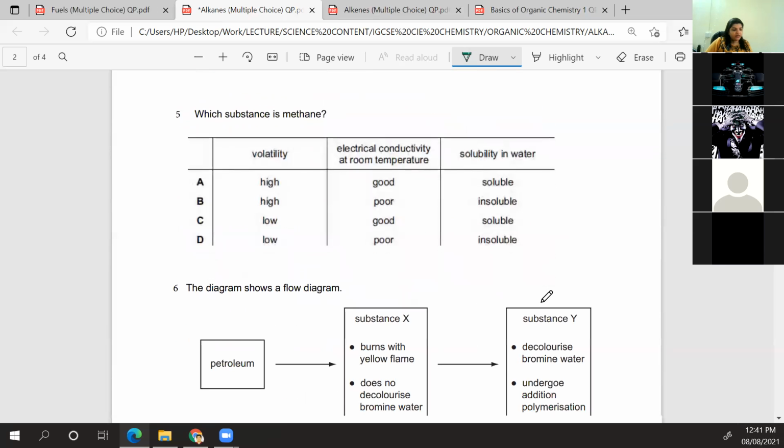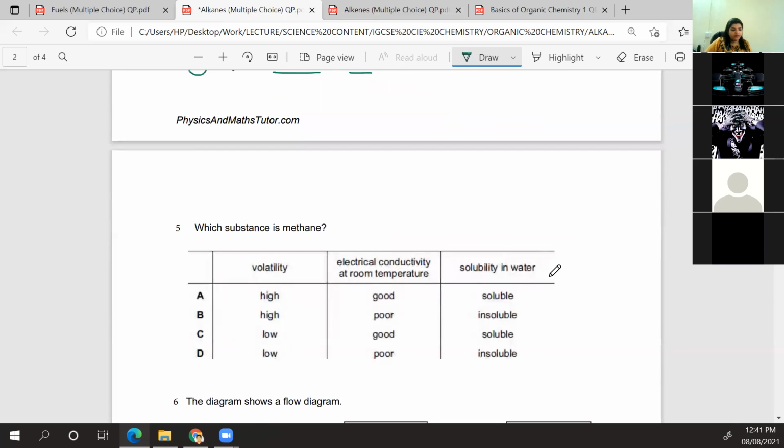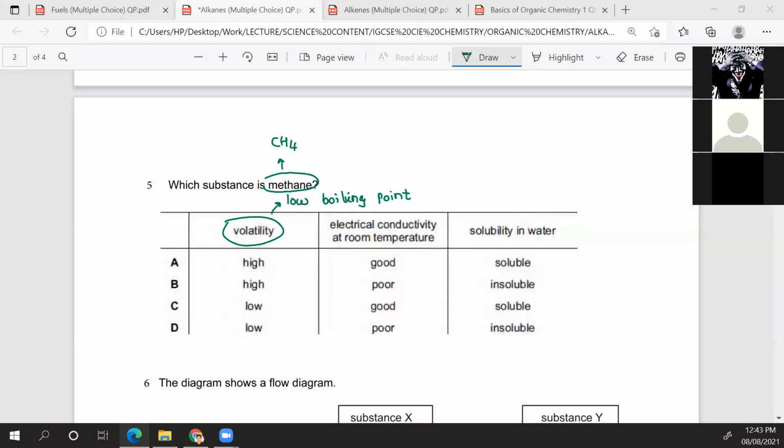Let's go to the next one. Fifth one. Again, giving you 1 minute, please discuss. Nabiha, can you tell me? Will methane have high volatility or low volatility? Tell me that.